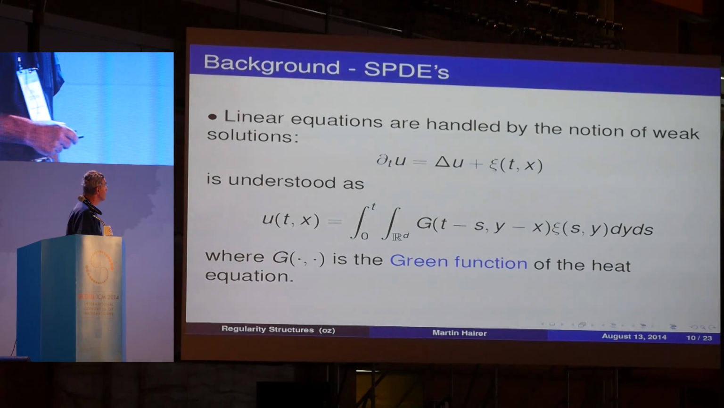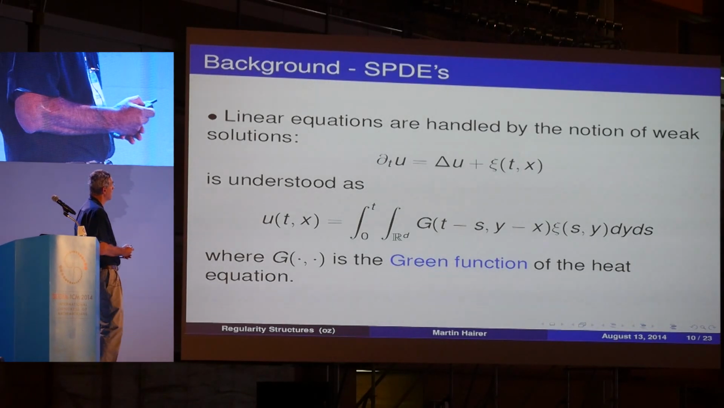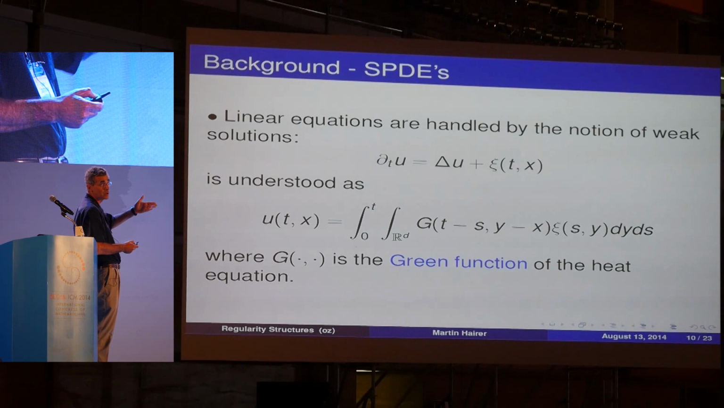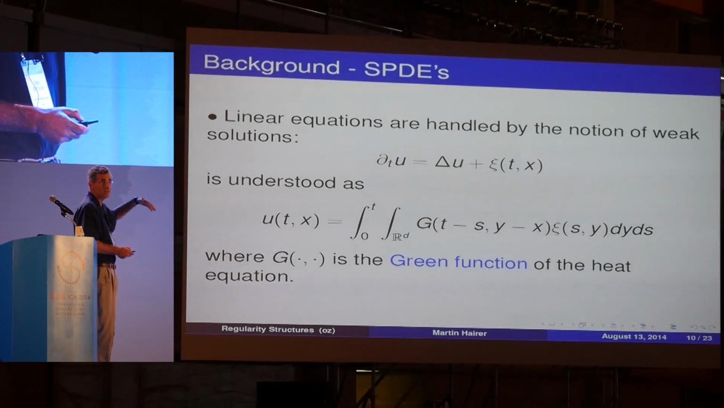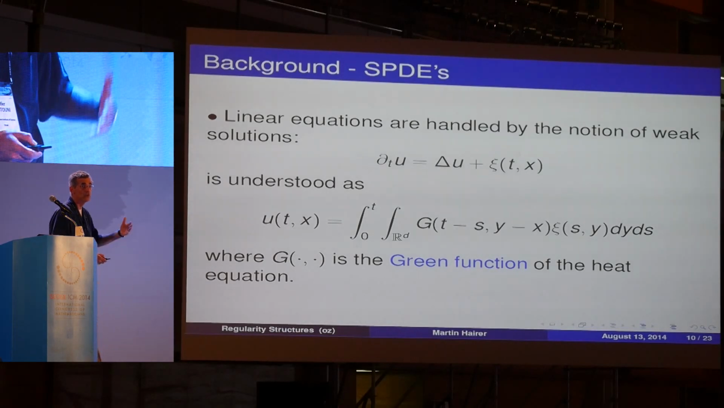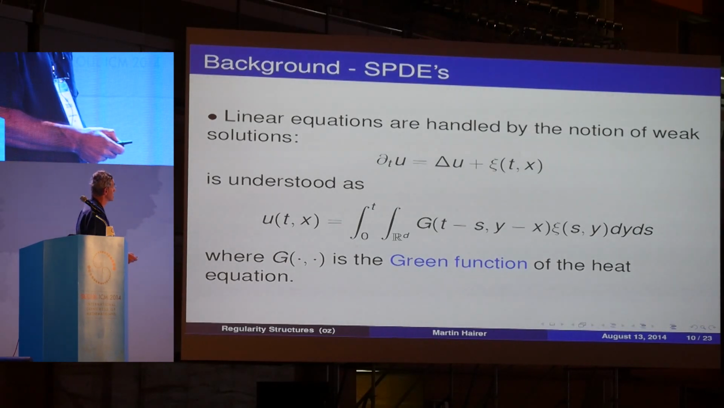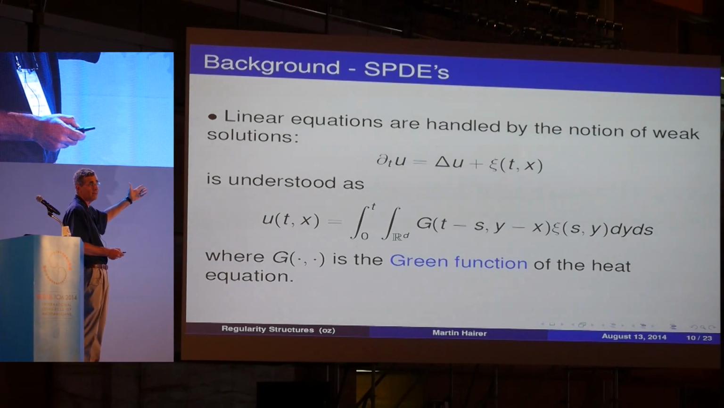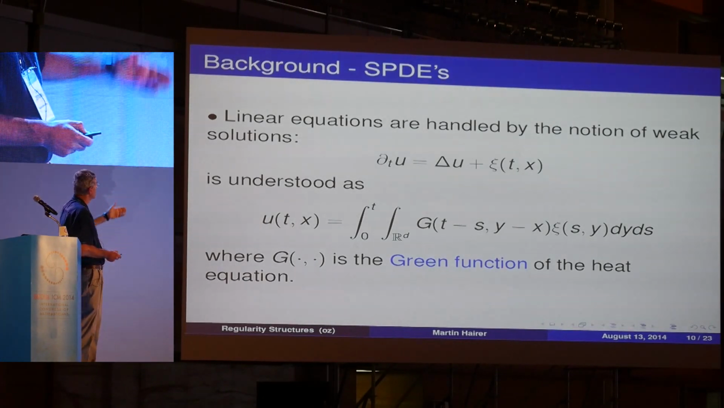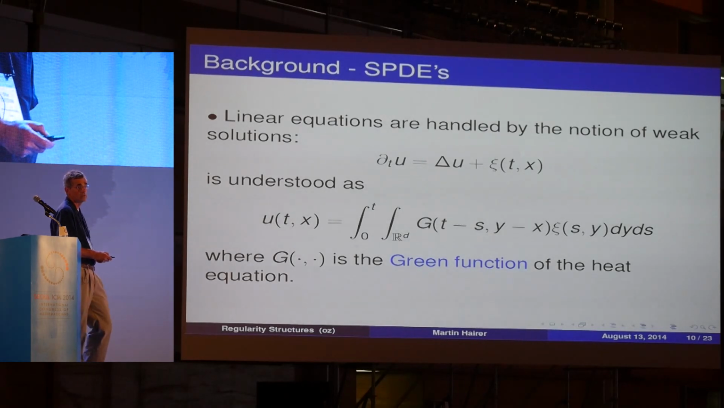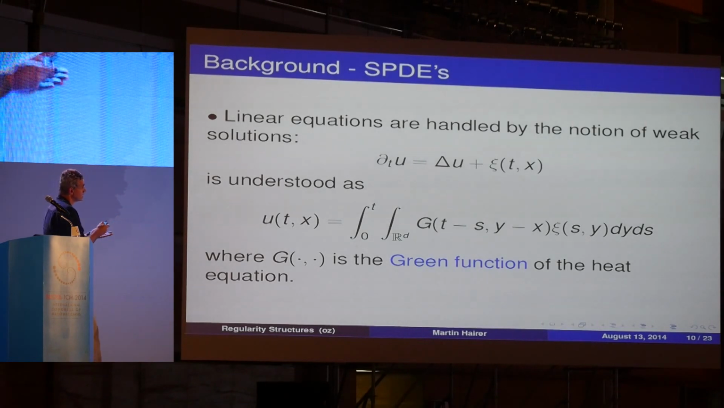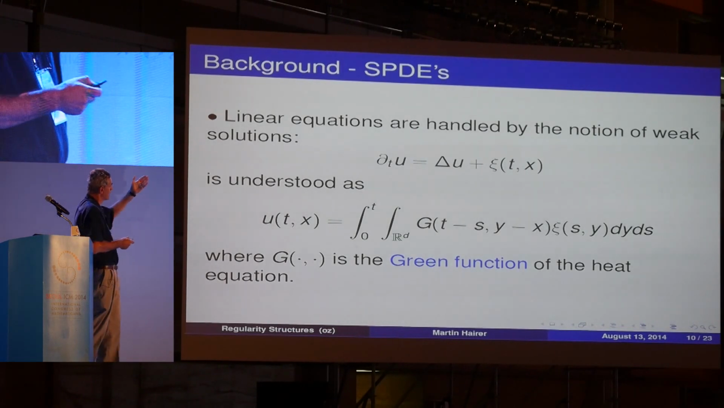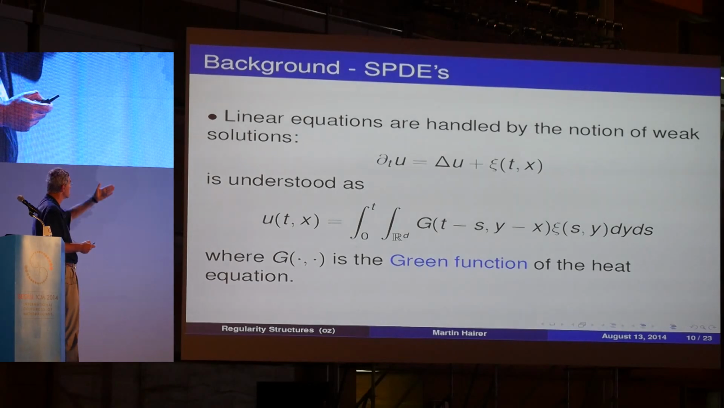However, there is a problem when doing that. If what you are discussing are linear equations, like the equation I wrote now on the slide. This is a linear equation because if you replace xi by 2 xi, then the solution will also be multiplied by 2, at least if you adjust appropriately the initial conditions. So you can give a sense to this equation by just making believe that xi is an ordinary function. And then we know how to write the solution. It's just the Green function of the heat equation, that you integrate against the noise. So at least in situations where the Green function is regular enough such that you can integrate it against the noise, this makes perfect sense.